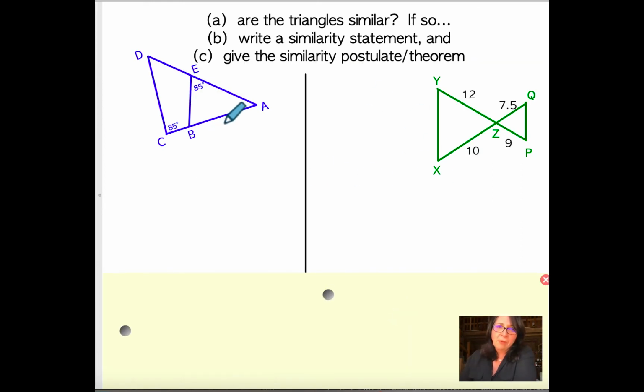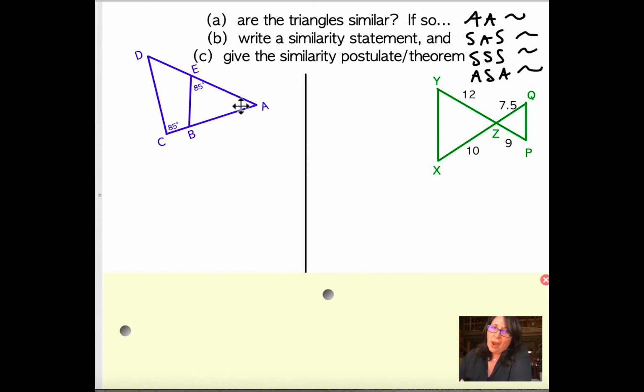For these two problems, I am trying to figure out if they're similar. I want to write a similarity statement, and then I want to say why they're similar, if they are. The ways that you would say two triangles are similar would be either angle-angle similarity, side-angle-side, side-side-side, or angle-side-angle. Any of those would work. These are all our similarity postulates.